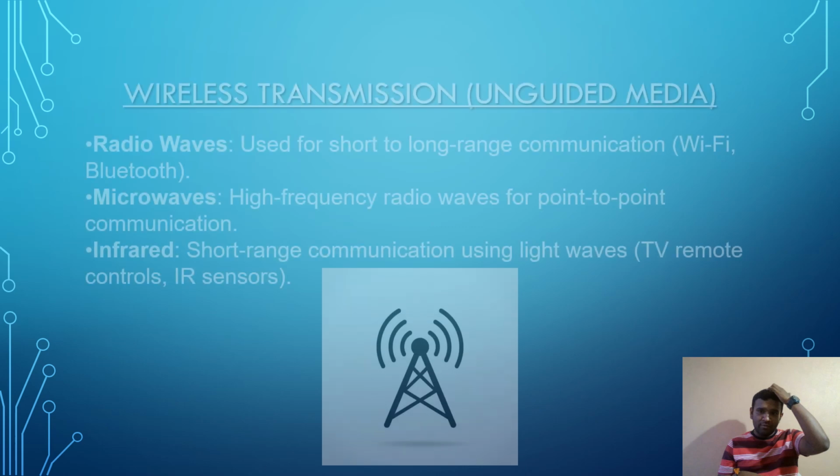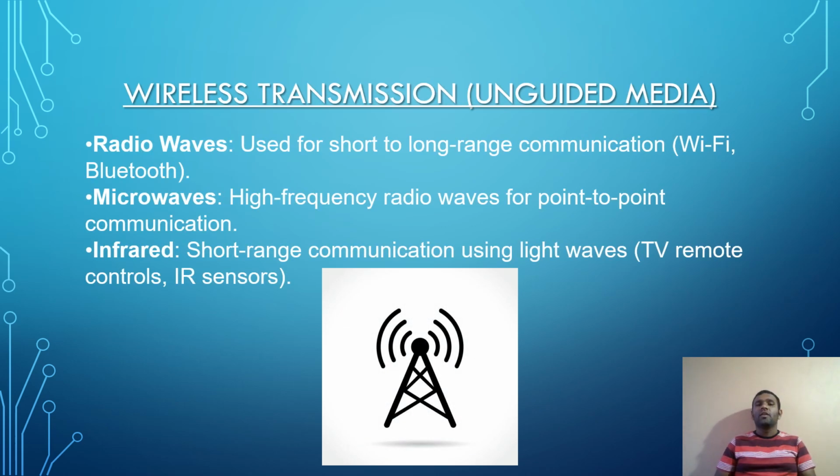And one more main type which we saw was the wireless transmission, which is the unguided media. The radio waves, microwaves, and infrared waves are the three types of unguided transmission media which we saw. Radio waves is used for short to long range communication. The radio which we get from outside, which we tune into FM, that is also a part of radio waves. It's just called radio because it uses the radio waves for transmission of data.